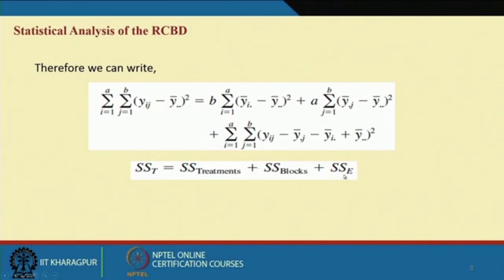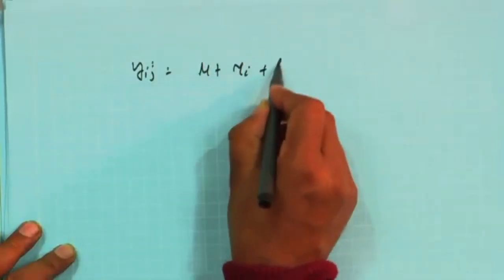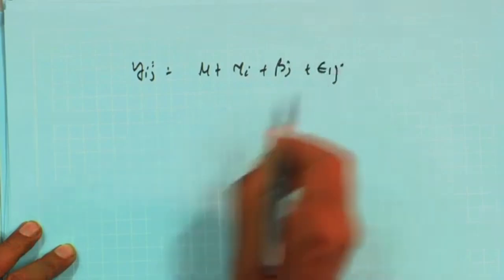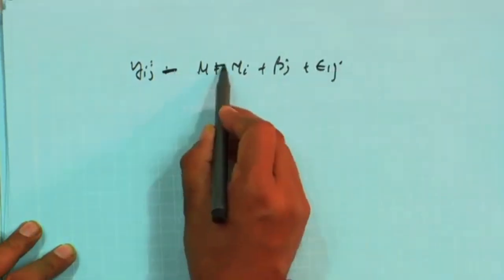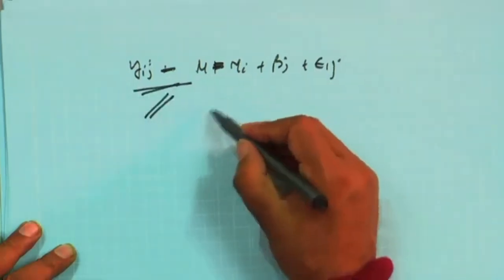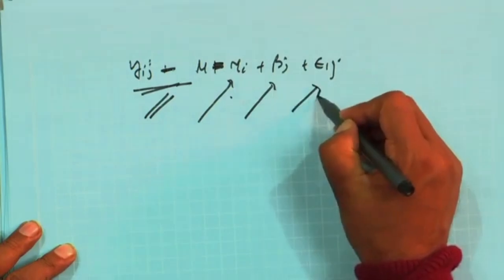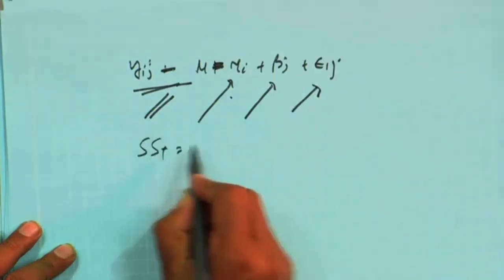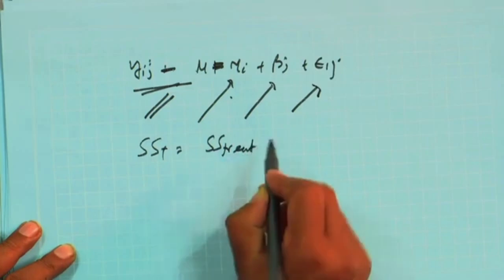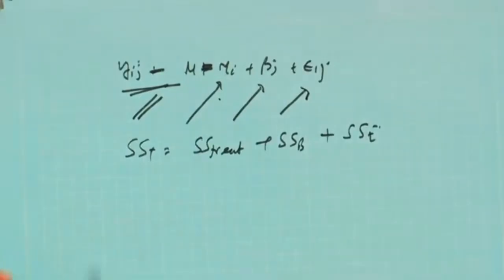That is what you have seen, because your original data individual y_ij, you have written mu plus tau_i plus beta_j plus epsilon_ij. So, if I write this minus this equal to this, then ultimately the total deviation is coming from the treatment point of view, block point of view, error point of view. As a result, SST equal to SS treatment plus SS block plus SS error.